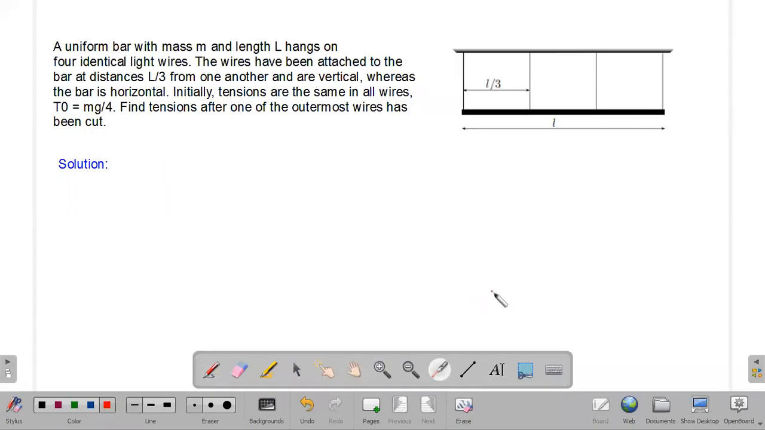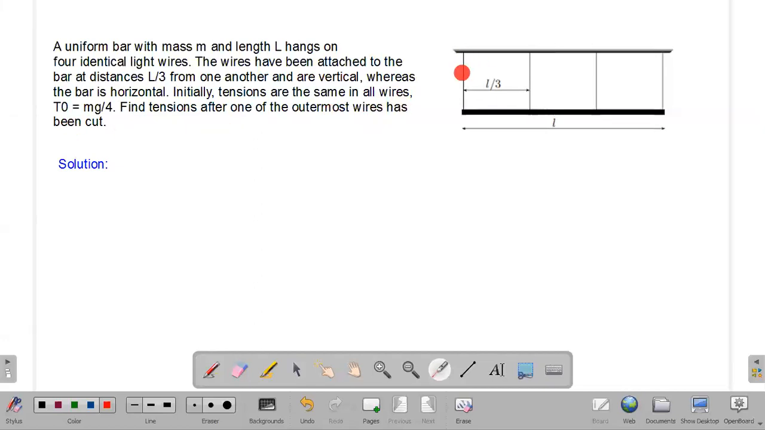Hello students. In this problem, we have a uniform bar of mass m and length L, which is hanging by four identical light wires. The wires have been attached to the bar at a distance of L by 3 from one another, and they are vertical, whereas the bar is horizontal. Initially, the tensions are the same in all the wires and given as mg by 4. Find the tensions after one of the outermost wires has been cut.